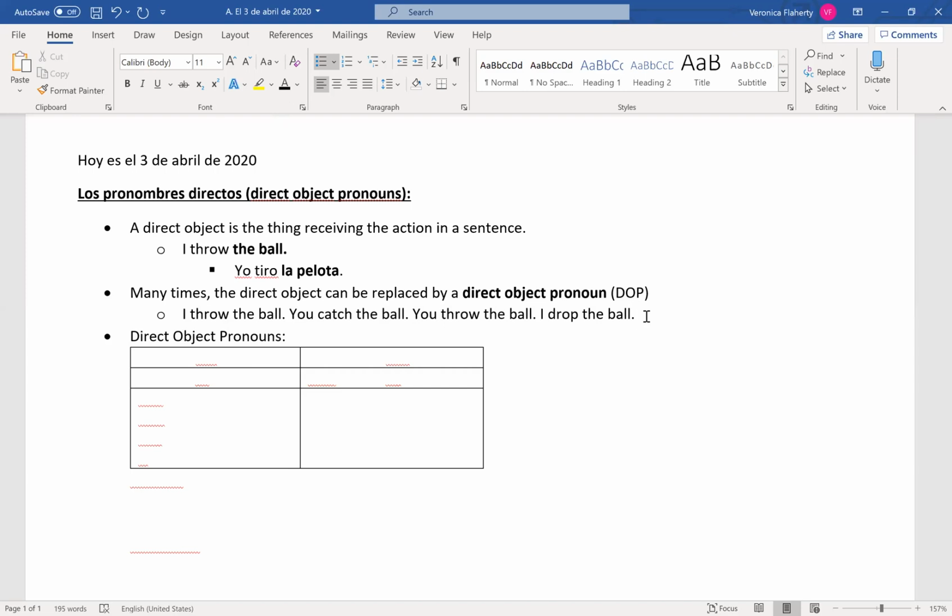So once everybody in the conversation understands what the object is, we can replace it. Does that make sense? Yes. Okay. Awesome. So our direct object pronouns are nice and short. For me, anyone know what we have? Me. Yep.